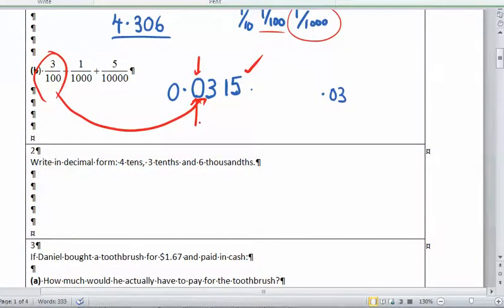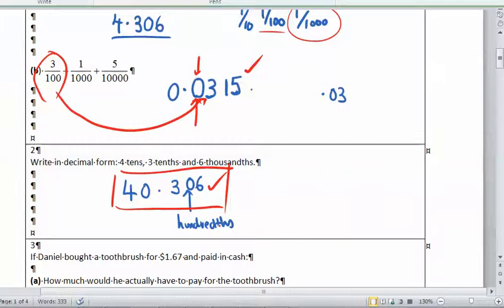Write in decimal form, 4 tens, 3 tenths. So 4 tens is 40, 3 tenths, and 6 thousandths. Well, this here is the hundredths. So there's 0, and we've got 6 thousandths. Hands up if you got that right. Okay, good, good. Now I want you guys to be giving yourself ticks and crosses as you go, because it appeared as though half the room didn't get that.